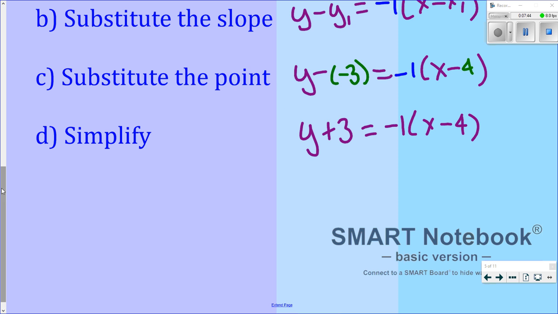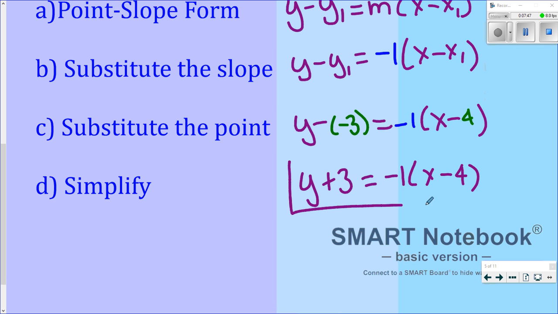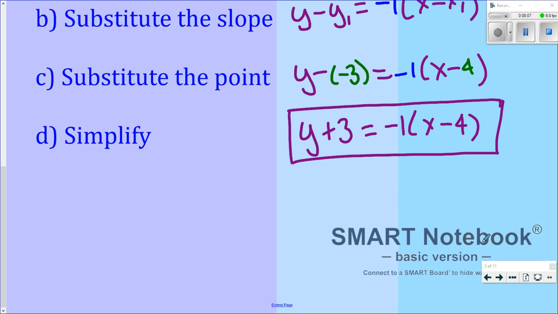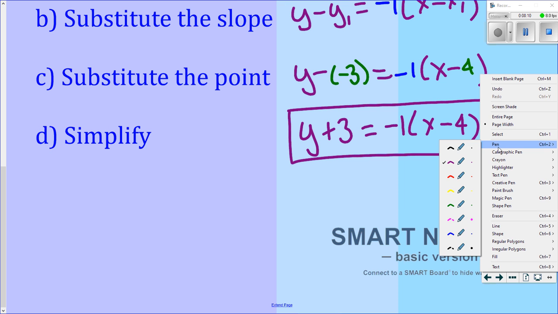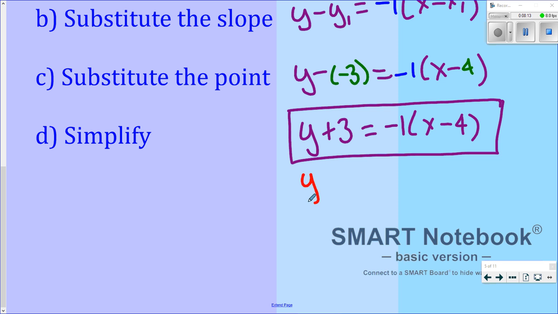All right. So this is our point slope form. Please, I know some of you might have the urge to distribute and come up with another answer, which would be -x plus 4. That is not the point slope form. Your point slope form has to be this form. I'm going to put that in red so you know it has to be y minus y1 equals the slope times x minus x1. So it has to be in this form. Do not try to simplify.